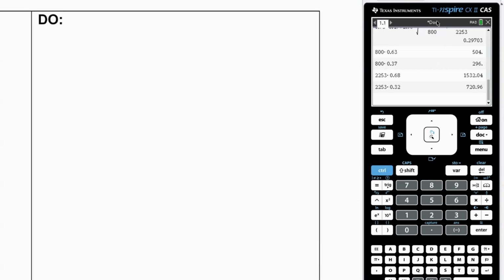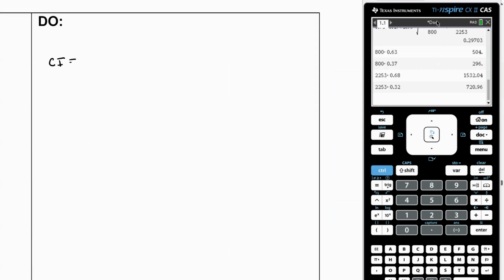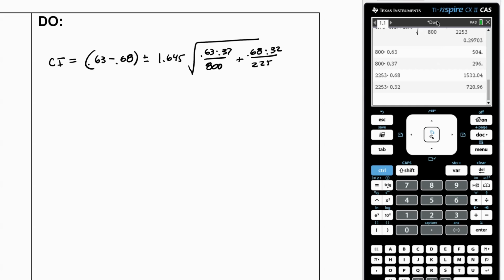Let's go to the calculation step. The confidence interval is going to be that 63% minus the 68%, teens minus adults, plus or minus the Z star. In this case, because it's a 90% confidence interval, we're going to use 1.645 times the square root of 63% times 37% over 800 plus 68% times 32% over the 2053.